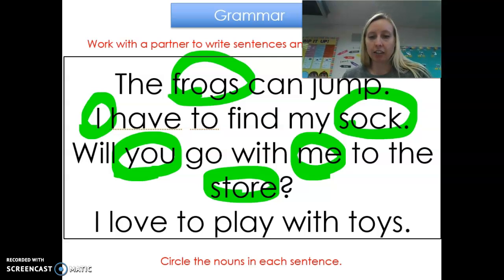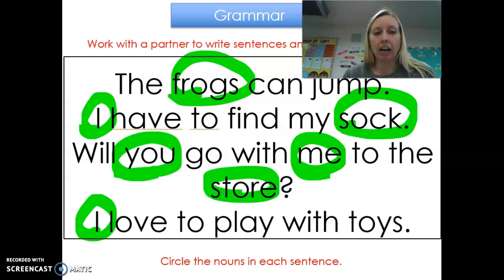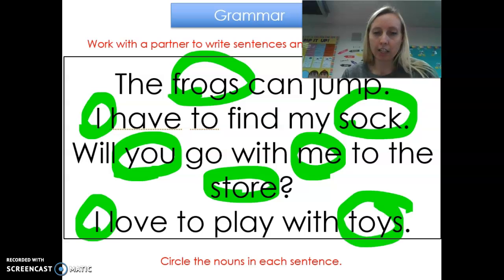Okay, here is our last one. I love to play with toys. So remember, a noun is a person, place, or thing. So what's our person today? I is a noun. It's a person. Do we have a place in this sentence? No. Do we have a thing? Yes, toys. I love to play with toys. So that sentence had 2 nouns.